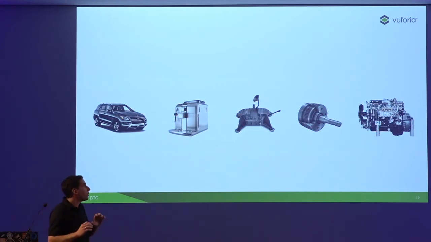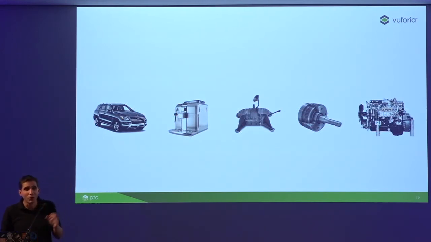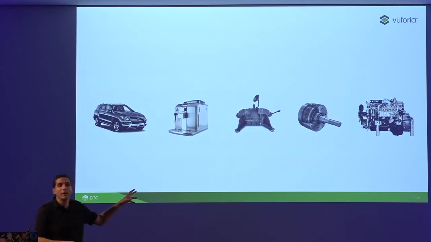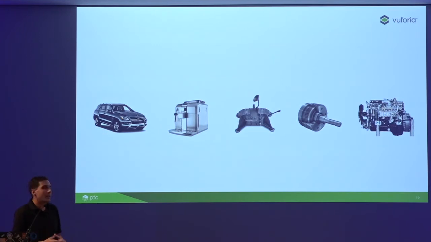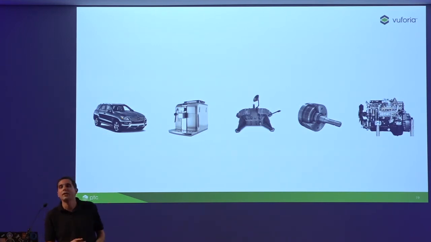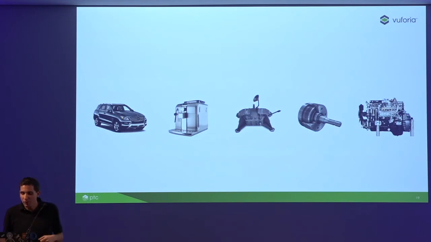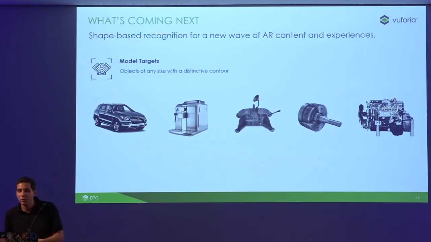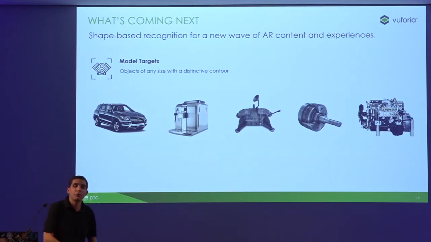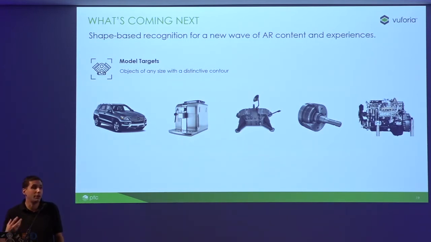Cars. If anybody's ever tried to do anything with cars in AR, you know it's super challenging. Appliances are tricky, right? 3D printed objects, industrial equipment, engines. These are all things where it's hard to augment, and there's rarely ever a spot for us to stick anything in there. And what we've done is with Vuforia 7, we're including something called model targets, and that allows us to augment objects not necessarily based on intricate visual detail, but based on its geometry, its shape.